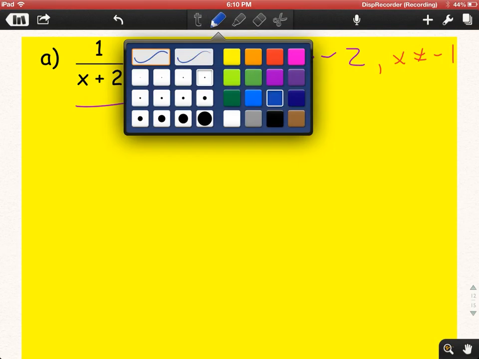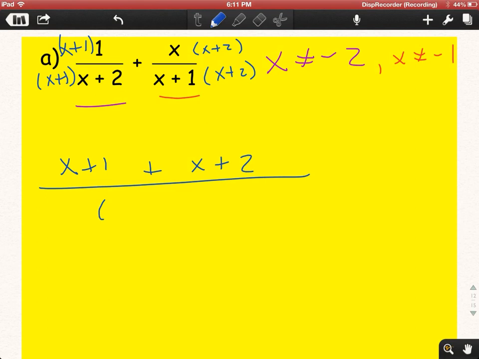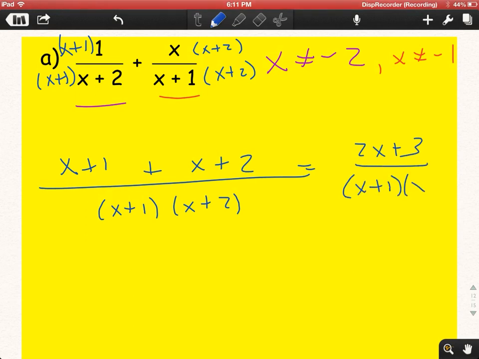Let's actually add these two together. We need a common denominator, so this needs an x plus 2, top and bottom, and over here we need an x plus 1. And so what we get is a numerator of x plus 1 plus x plus 2 all over the common denominator, x plus 1, x plus 2, which is going to give us 2x plus 3 all over the common denominator, x plus 1, x plus 2.